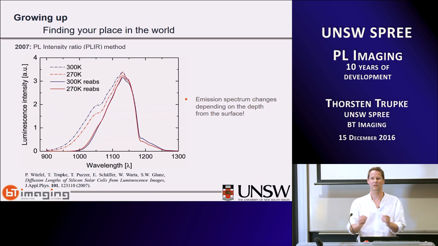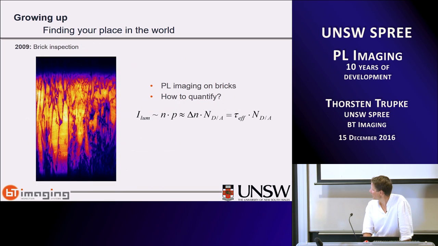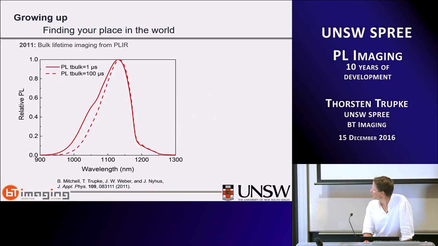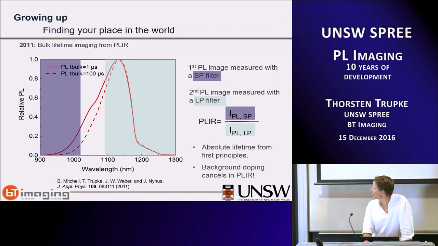So the photons on their way to the surface get reabsorbed partially, which means that the shorter wavelength emission in the spectrum is only sensitive to the carrier density at the surface, whereas the emission at longer wavelengths looks deeper into the brick. And that is what we use in these two filter methods. So we take a first image at short wavelengths, and then a second image at longer wavelengths, and then we take the ratio of those two PL intensities, and then we can calculate the bulk lifetime from that ratio based on first principles. And the nice thing about that is that background doping variations cancel out in this ratio.